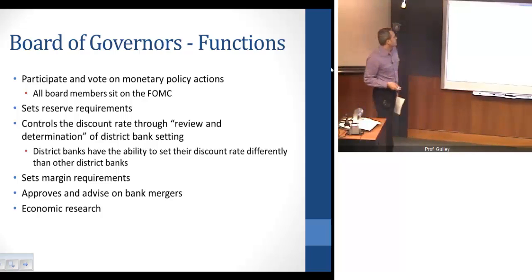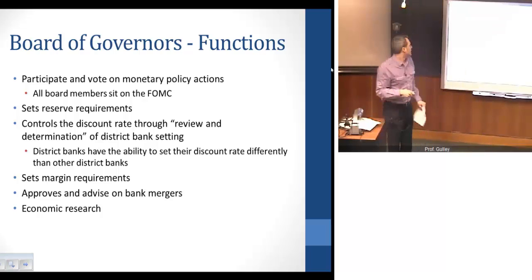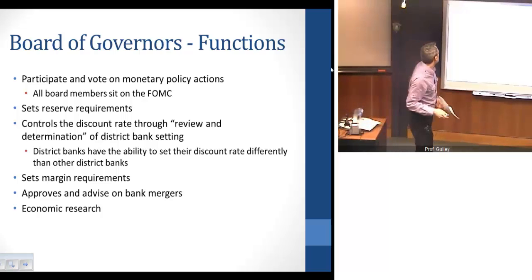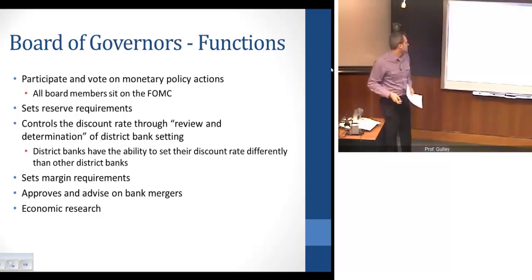In terms of the board functions, there are a lot of things that they're involved in. Again, they're the figurehead umbrella organization for the entire Federal Reserve System. Obviously, they participate and vote on monetary policy actions. So the board, along with the broader FOMC, contributes to thinking about and deliberating on monetary policy. They set reserve requirements. They control the discount rate through a review and determination of district bank settings. It turns out that regional district banks can actually control and have differential discount rates. They set margin requirements for securities purchases. They approve and advise on bank mergers, and they also have a huge economic research agenda as well.